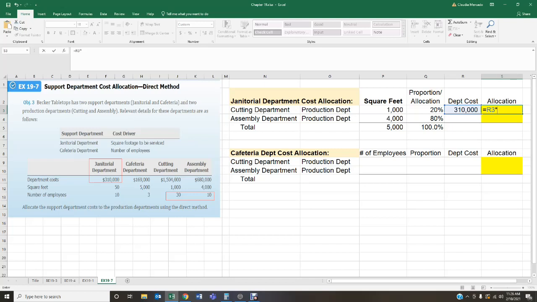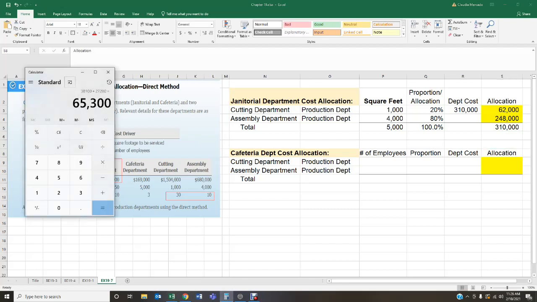For the cutting department it is 20%. That's going to give me $62,000 for the cutting. And for the assembly, I'm going to get the $310,000, multiply that by 80%, and that gives me $248,000. You add those two numbers up, and that should give you $310,000, which it does.